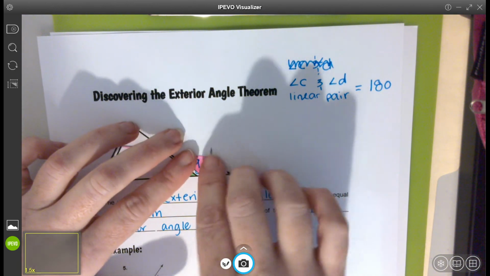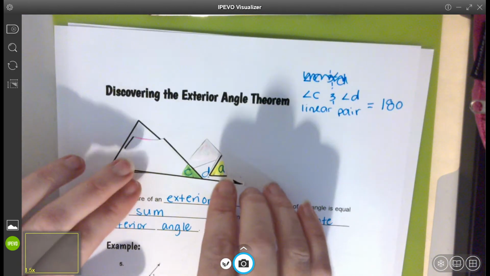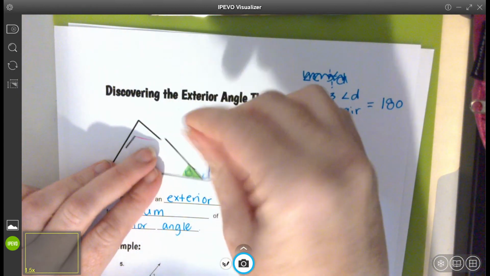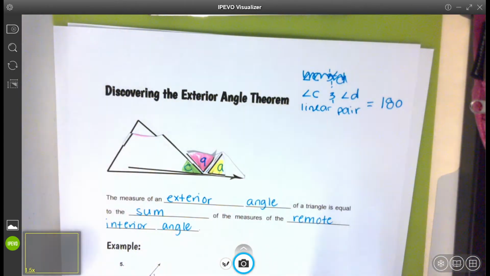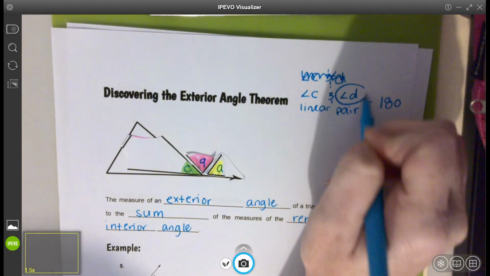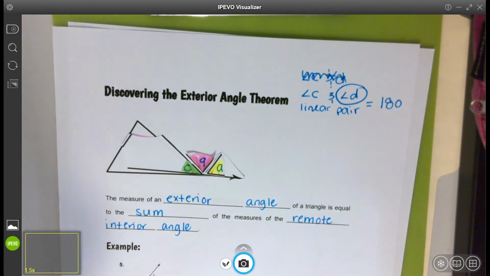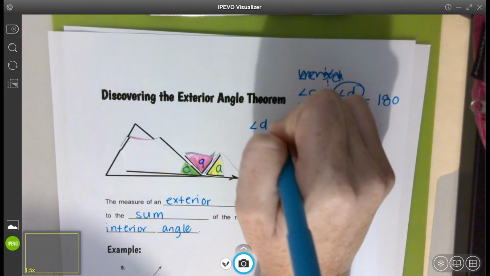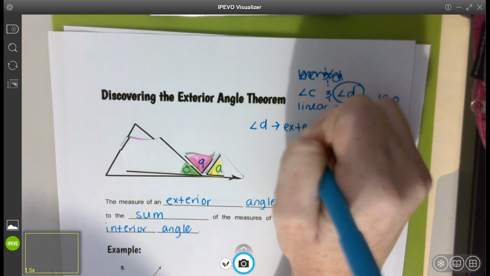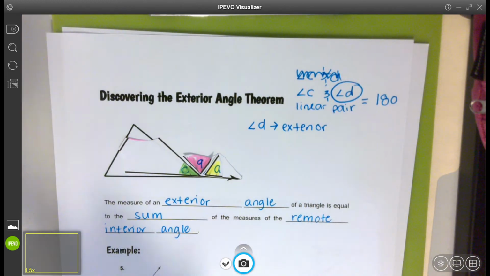So that means that A and B, does everyone see how A and B can cover up D perfectly? So D is my exterior angle. So angle D is exterior, simply saying that it's outside of the triangle.